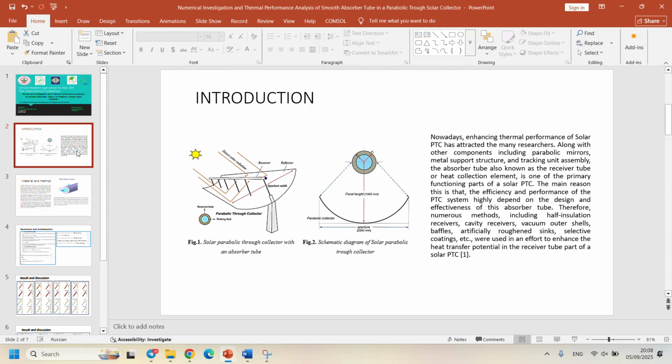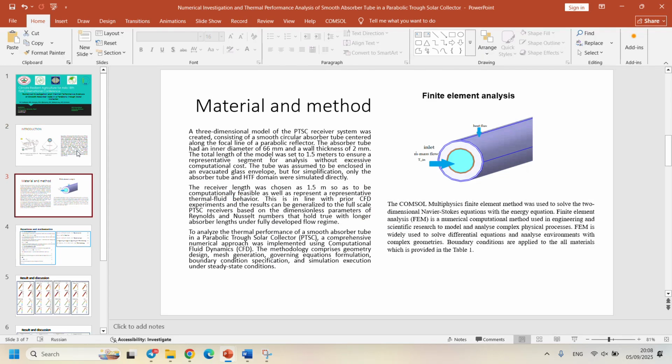Therefore, numerical methods, including half insulation receivers, cavity receiver, vacuum outer shells, baffles, artificially roughened skins, selective coating, something like that were used in an effort to enhance the heat transfer potential in the receiver tube of a solar parabolic collector. You can see the schematic diagram of the receiver tube, which is modeled in our study.